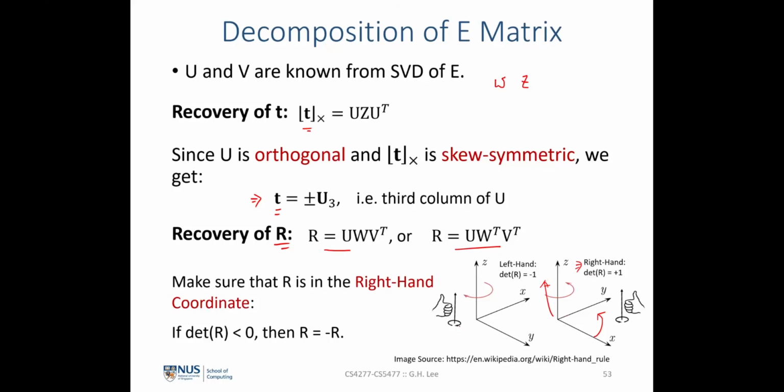Similarly, we can define the same thing using the left hand, but we have to ensure that the rotation that we obtain over here follows the right hand coordinate. And this can be simply done by adding the if else condition over here. So if the determinant of R is less than 0, then we simply set R, which we have obtained from either of these two equations over here, to be minus R.